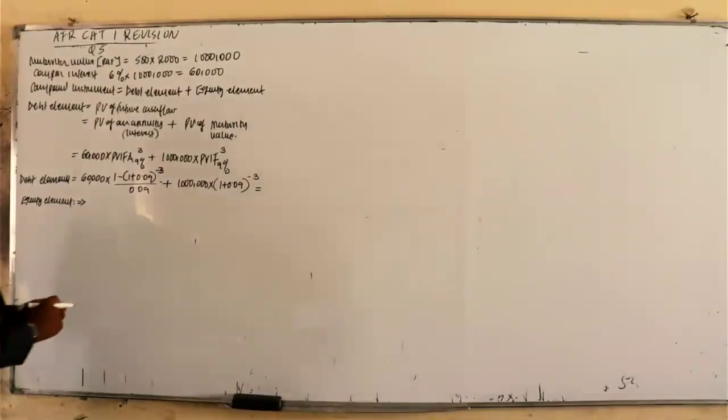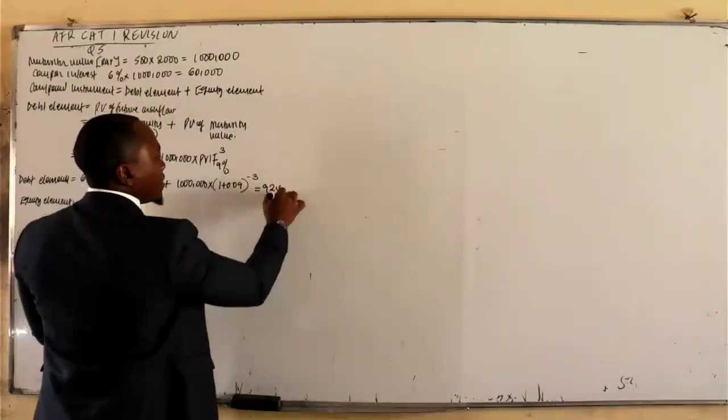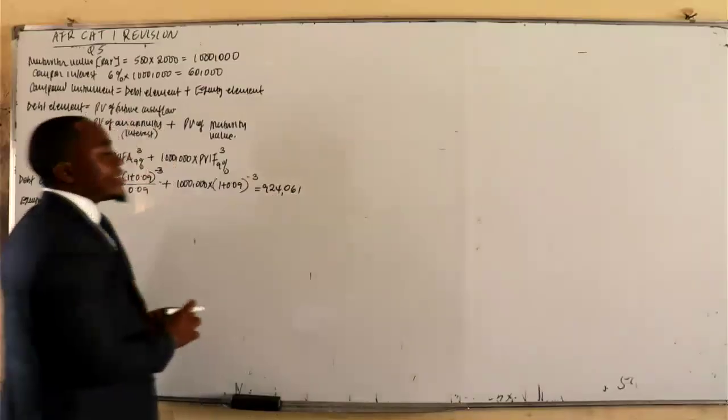You're getting an amount of 924,061. Now that's the debt element.